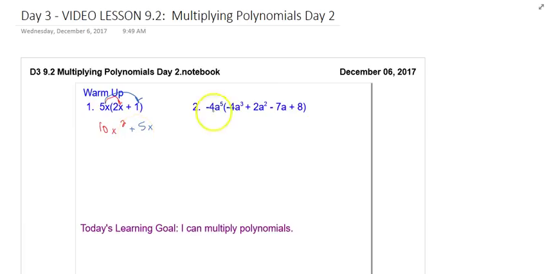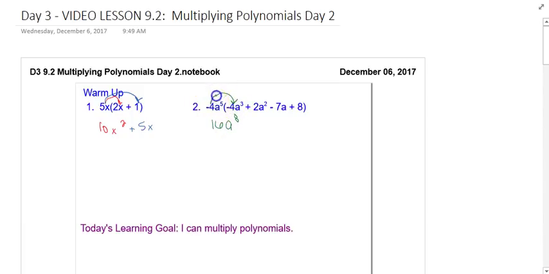All right, for this one, I have one term on the outside and then all of these terms on the inside. I'm just going to distribute to everything on the inside. So I have negative 4a to the 5th times negative 4a to the 3rd. So let's do our coefficient. Negative 4 times negative 4 is going to be a positive 16, and a to the 5th times a to the 3rd is going to be a to the 8th.